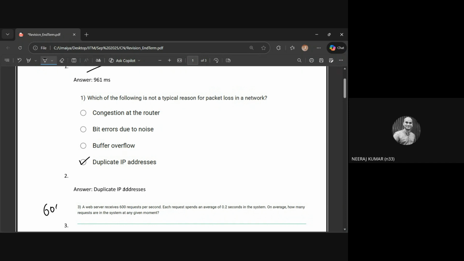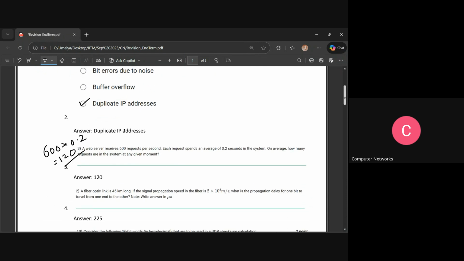And the average time is 0.2 seconds. So what will be the answer then? 120. 120 will be the answer.